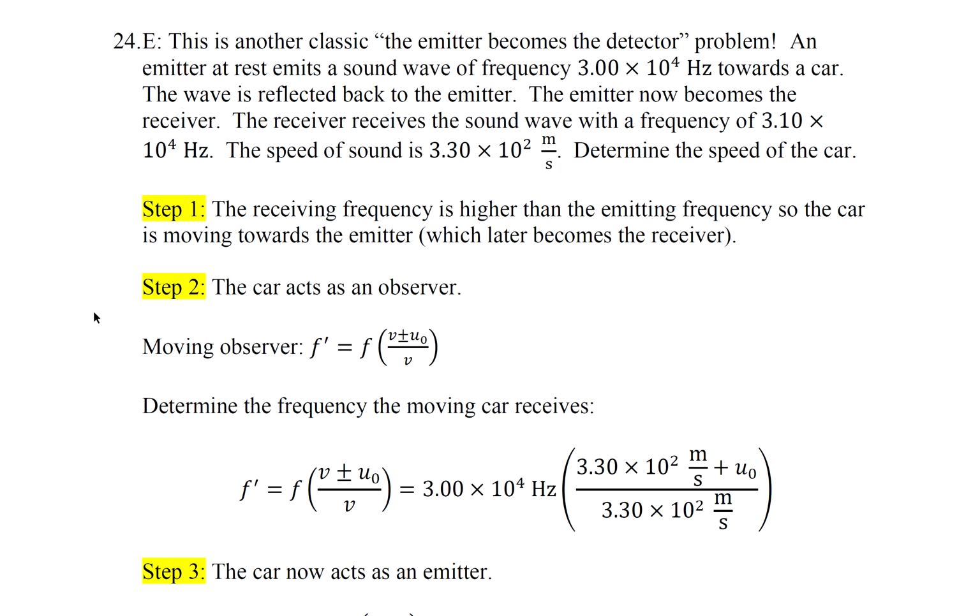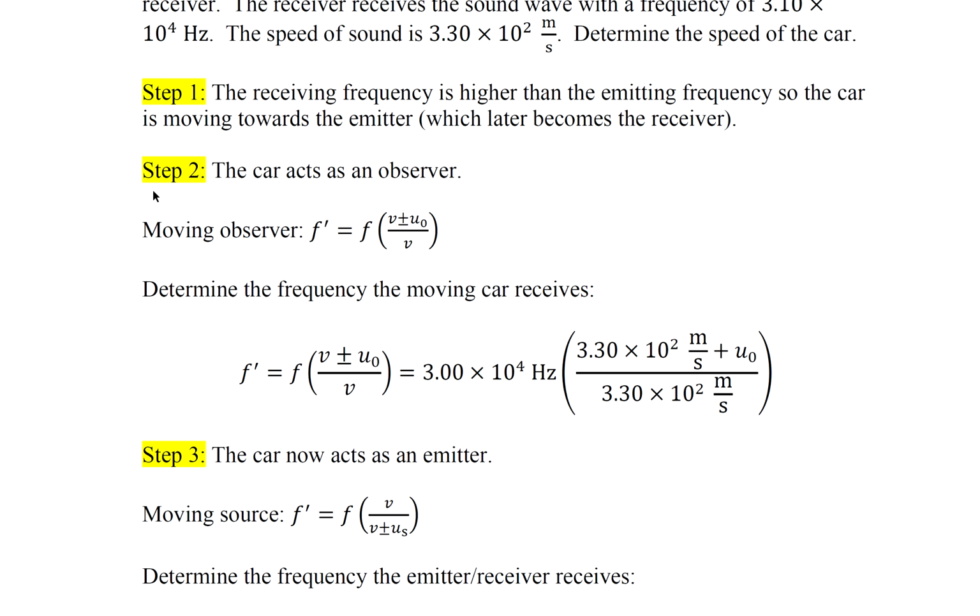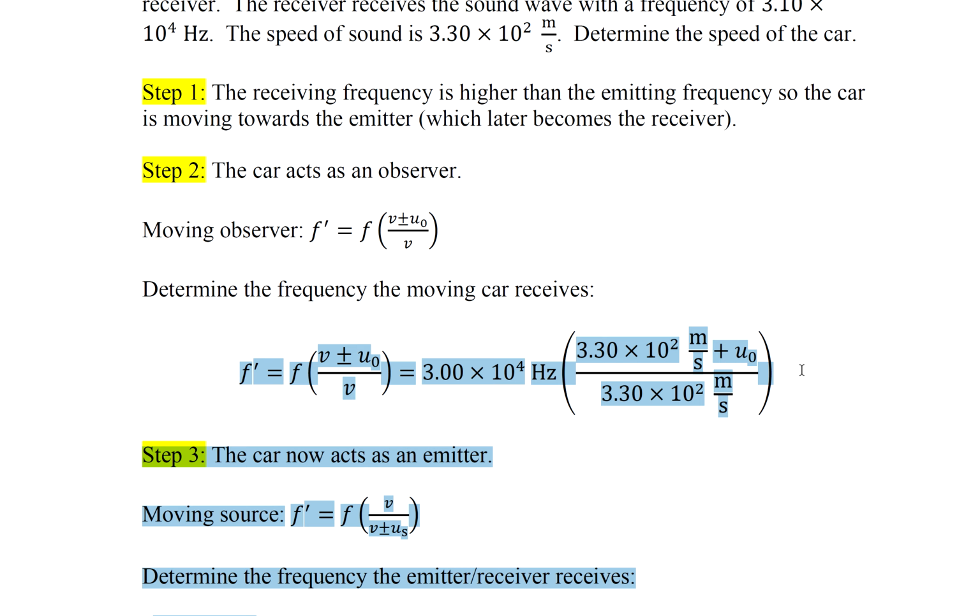So the receiving frequency is higher than the emitting frequency, so the car is moving towards the emitter. So step 2, the car acts as an observer. So we're going to use this equation. Step 3, we're going to determine the frequency the moving car receives. That's this.